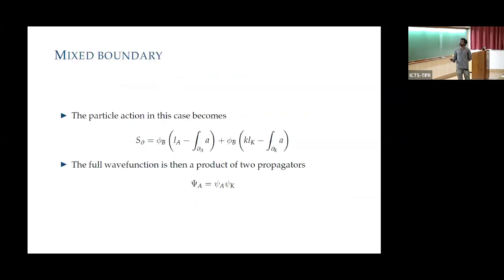Let's go to the mixed boundary case. Now we can play the same game that I mentioned earlier of rewriting the extrinsic curvature term and the corner term in terms of an Euler character and the Ricci scalar on the bulk manifold, and doing that manipulation will lead to the boundary action which looks like this.